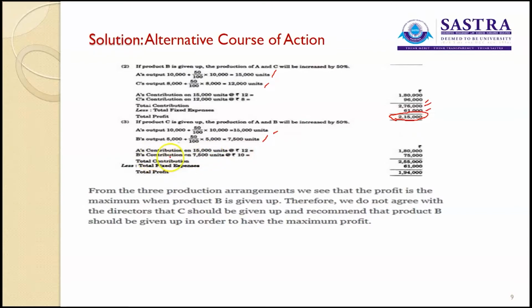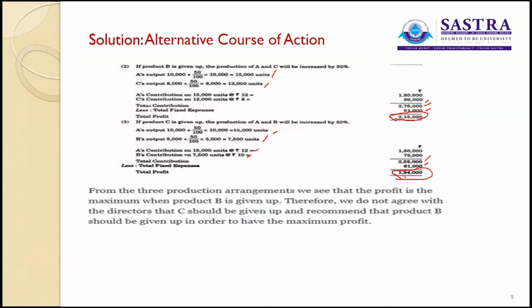As usual, we are going to calculate a contribution of A at rupees 12 for 15,000 units and for B 10 rupees for 7,500 units. So it will be 1,80,000 and 75,000. It will get 2,55,000. Now total fixed expenses is 61,000. We have calculated, so it will come to 1,94,000.